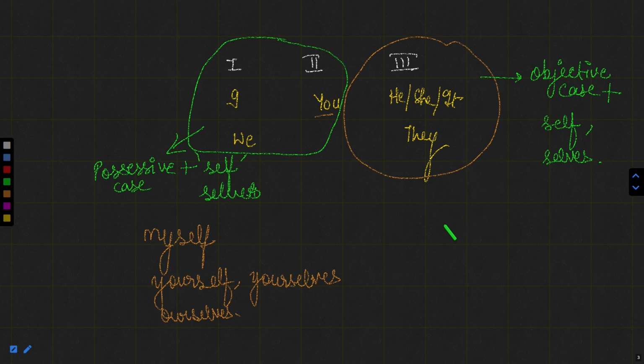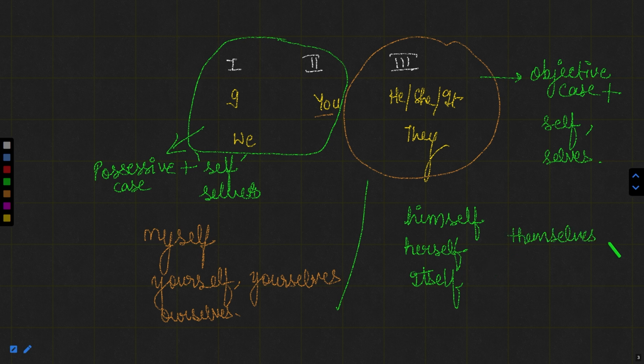For example, for he we use himself, and him is actually the objective case of he, so we'll write himself. For she we write herself. For it we write itself. For they we write themselves. So in such a manner we can write all of this. So these are actually the objective cases to which we have added this self or selves word respectively. So this is how we make a reflexive pronoun.